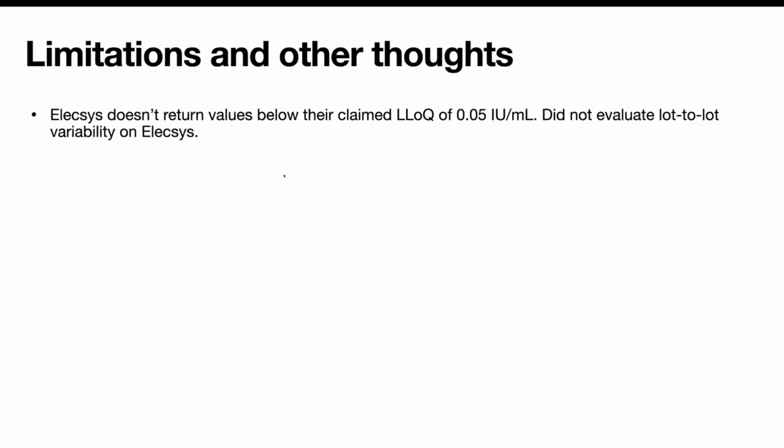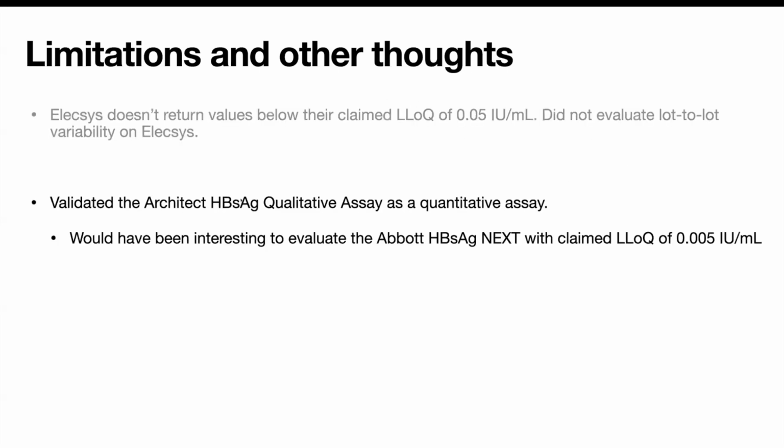So a few thoughts here and limitations. I talked about how the Alinity does not return results below 0.05, so you can't really claim an LLOQ below that, and we didn't look at lot-to-lot variability. We validated the qualitative assay as a quantitative assay and didn't look at some of those better claimed LLOQs, like the Abbott or the Fujirebio that Dr. Lim called out, which are very interesting.